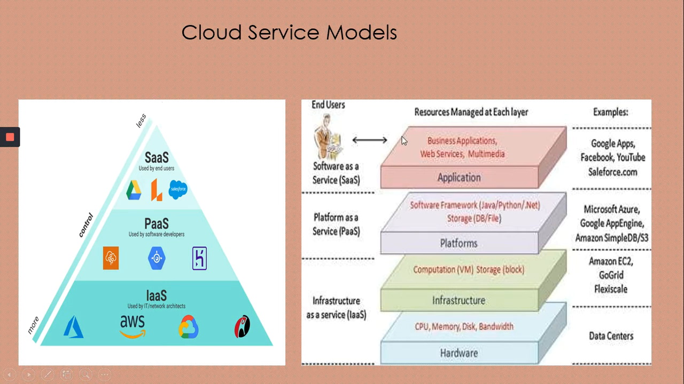So here in software as a service, generally these are the resources managed by each layer. You can see software as a service here, applications will be taken here. So software, business applications, it will be suitable for web services, multimedia. So software is hosted, packaged and delivered by a third party through the internet. So this is called software as a service. So here you can see the examples: Google Apps, Facebook, YouTube, Salesforce.com. These are the best examples for software as a service.